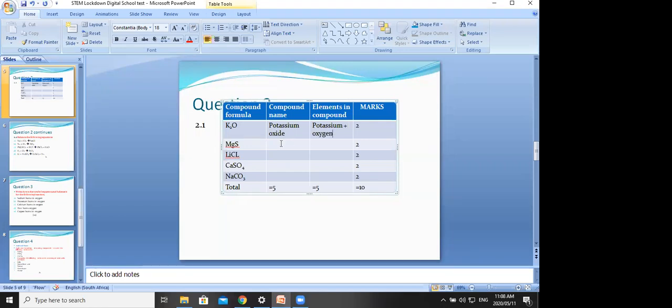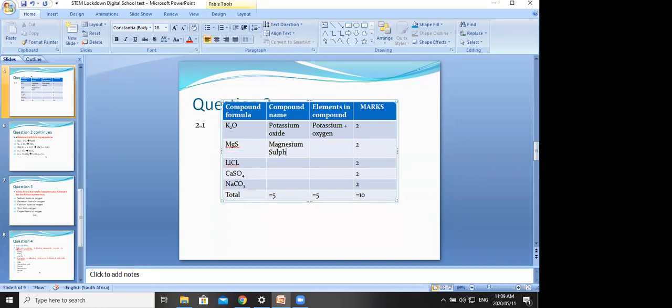MgS, what is the compound name? Magnesium sulfide. And the elements forming the compound? Magnesium and sulfur. And sulfur, yes.